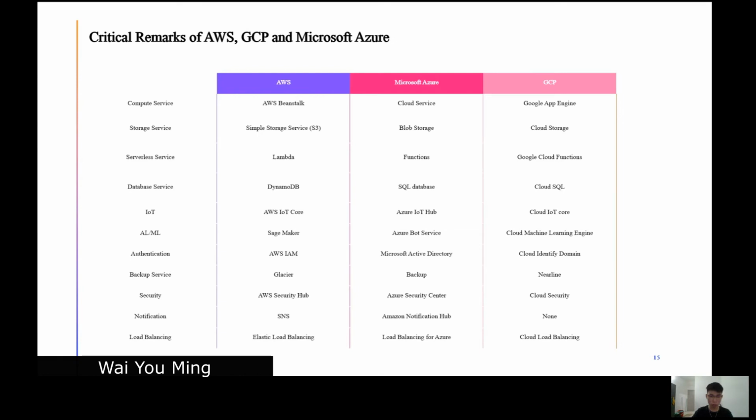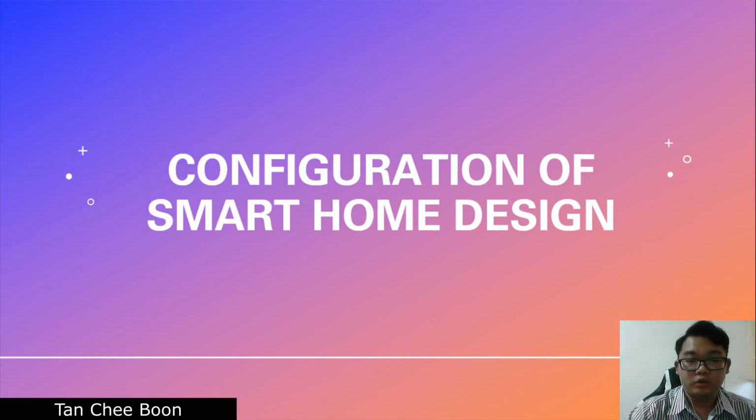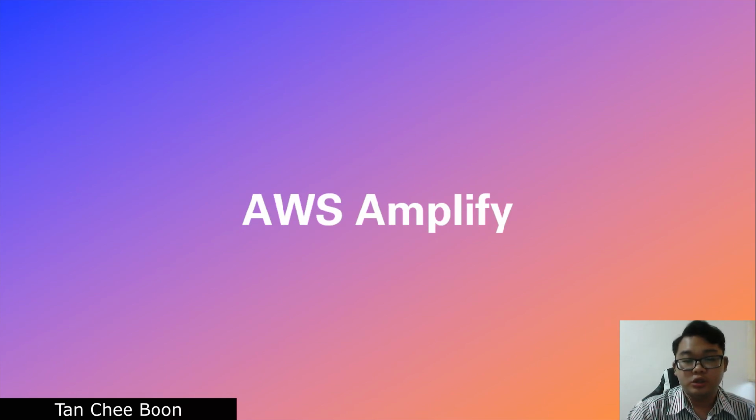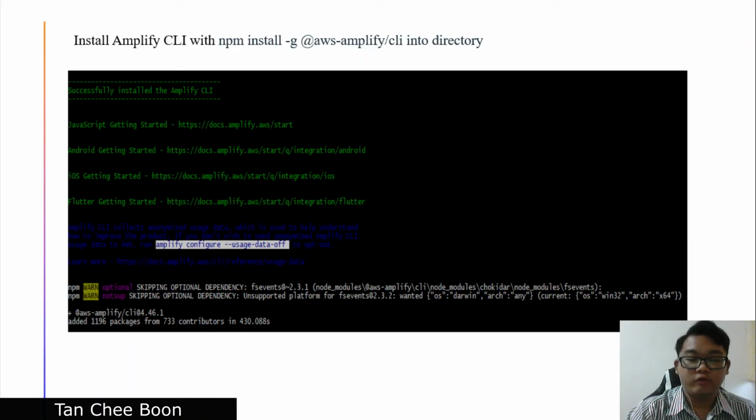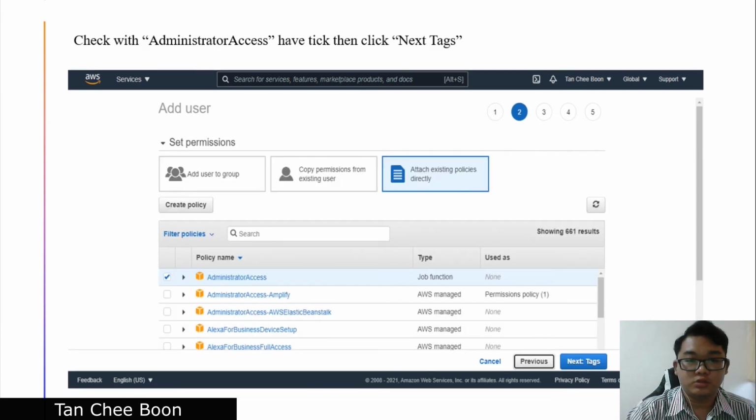As you can see here, each of them has their own web services that provide different functions for users and developers. And now I would like to continue with the configuration of the smart home design. In the project, they will be using AWS Amplify to set up the front end and the back end environment of the project. In AWS Amplify, we have used the command prompt to set up, and used the IAM services to configure the Amplify to have full access through admin access control for the project. And the process will be like this.